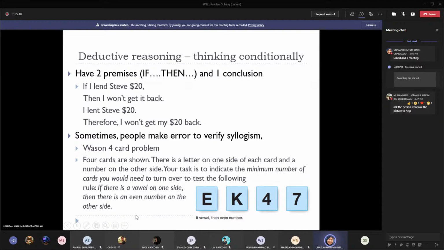Can I hear some answers here? 3. 3, okay. 2, okay. 2, right. Okay. If you say 3, which cards would you turn?